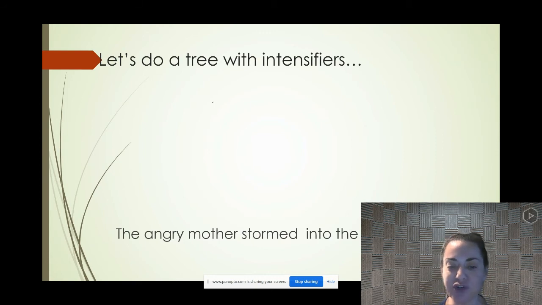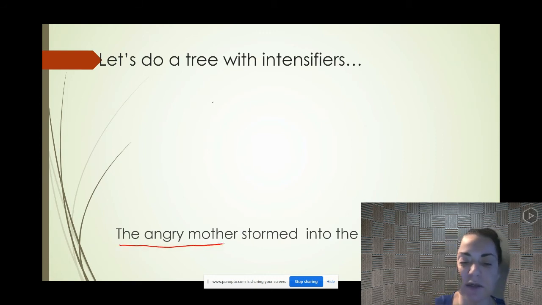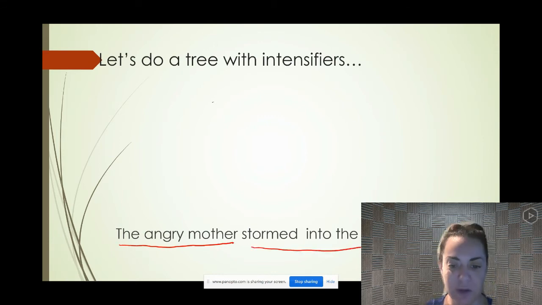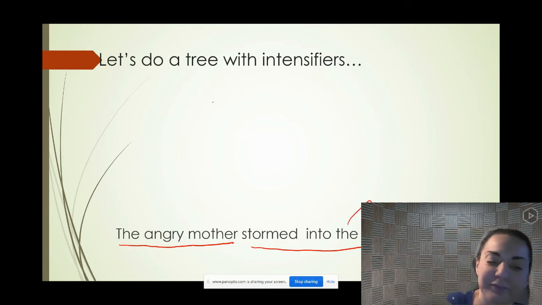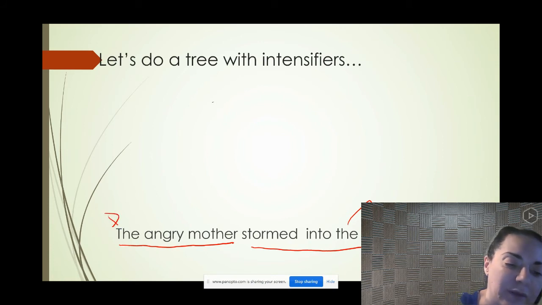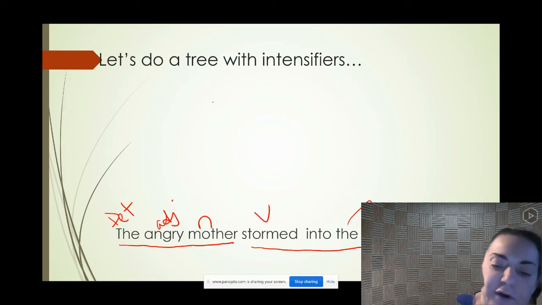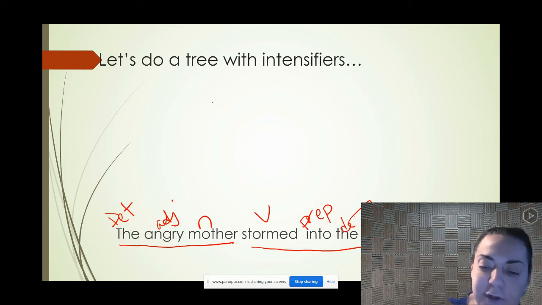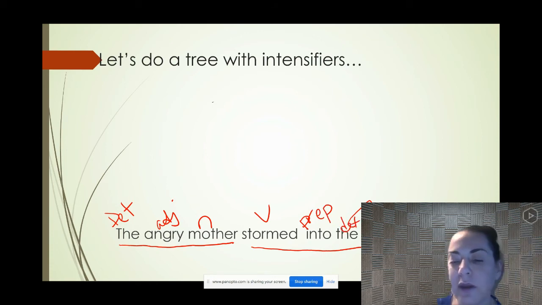All right, let's do a tree with intensifiers. We're going to split up the subject. The angry mother stormed into the room. All right, we're going to do the predicate first. Let's do the parts of speech. Determiner the, angry adjective, noun, verb, preposition. Okay, determiner, noun.